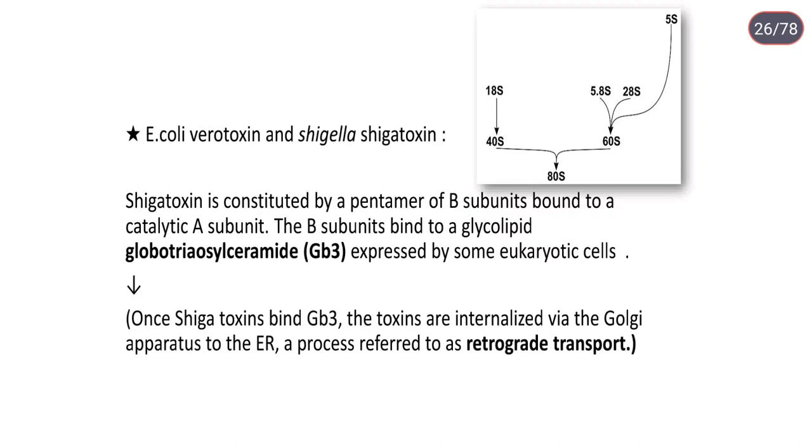Now, Escherichia coli and Shigella toxin. But first, before I go into the details of this mechanism, I want to ensure that you know about eukaryotic cells, the ribosome. The ribosome in a eukaryotic cell is called 80S, and it can be divided into two subunits, the 60S and 40S. The 40S is composed of 18S rRNA, and the 60S is composed of three types of rRNA: 5.8S, 28S, and 5S. So these three rRNAs make up the 60S subunit of the ribosome, and the 40S subunit is made up of the 18S rRNA.